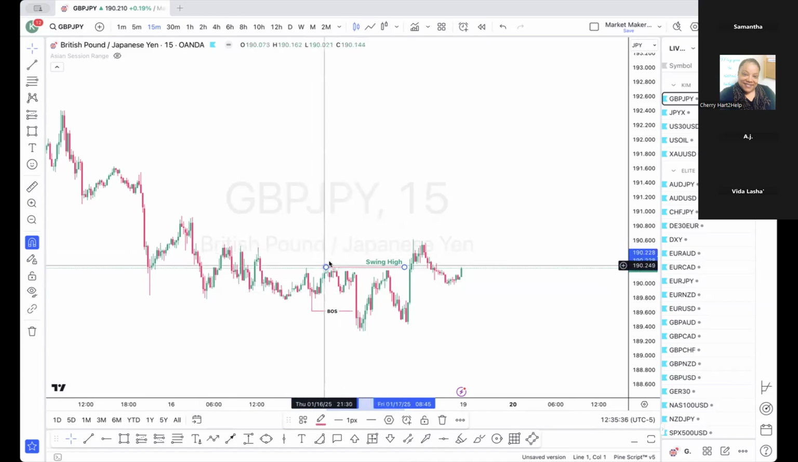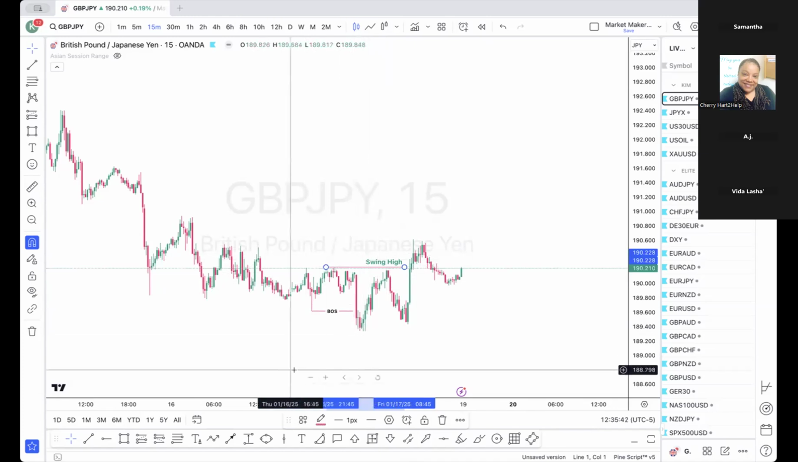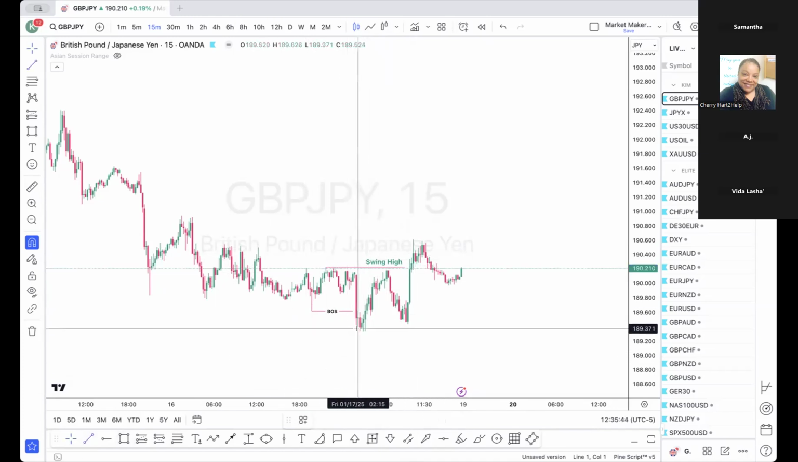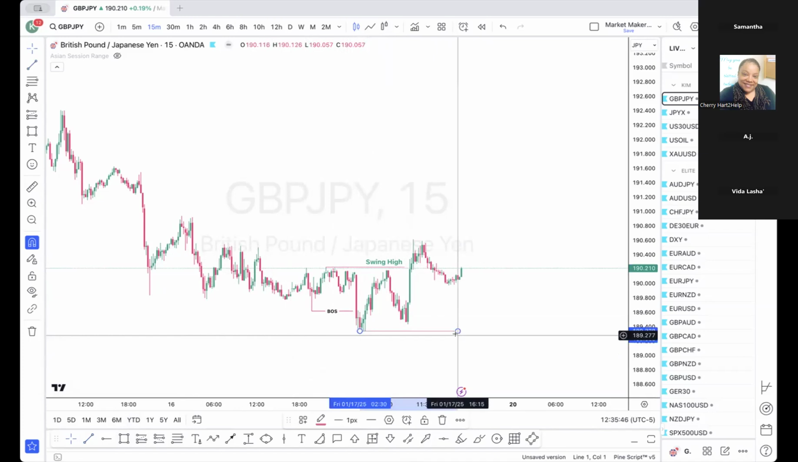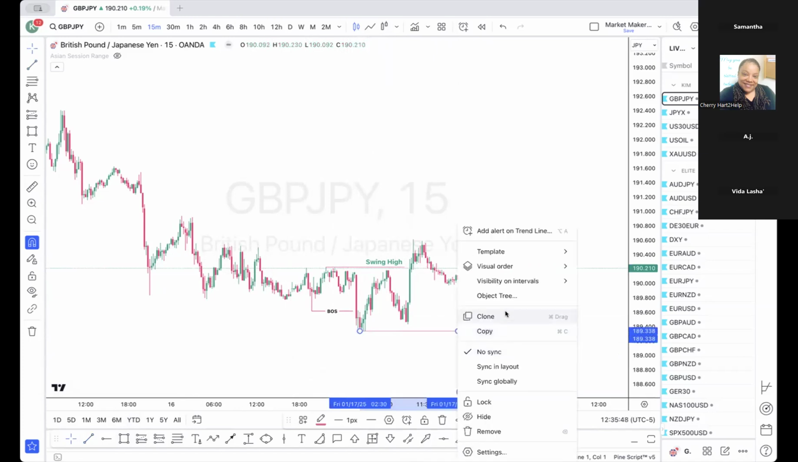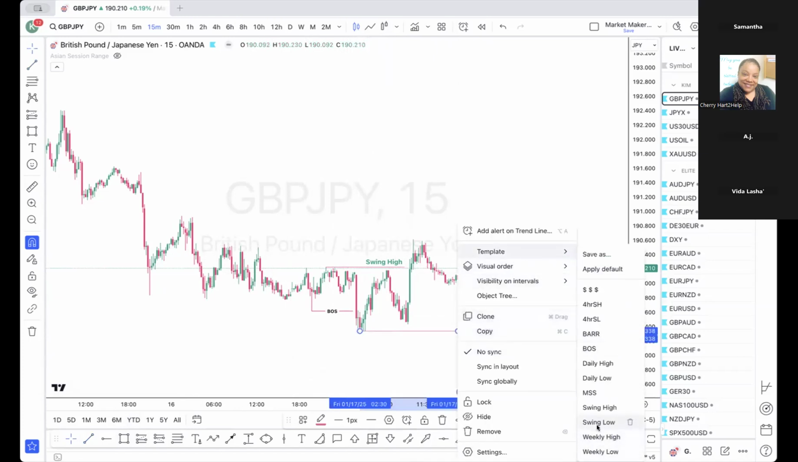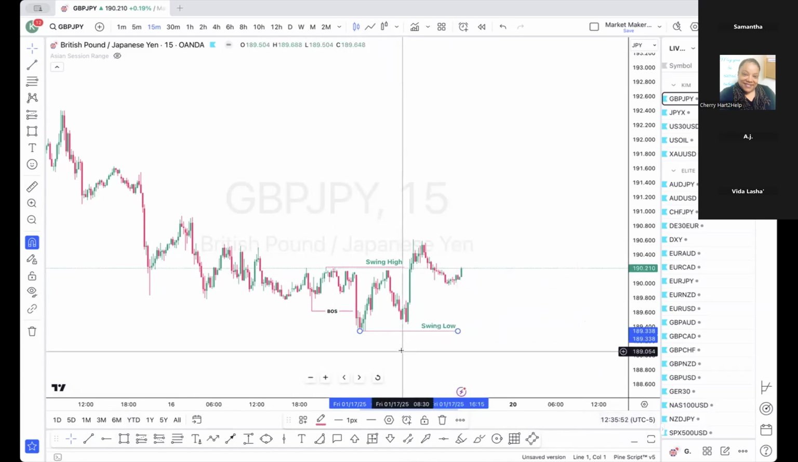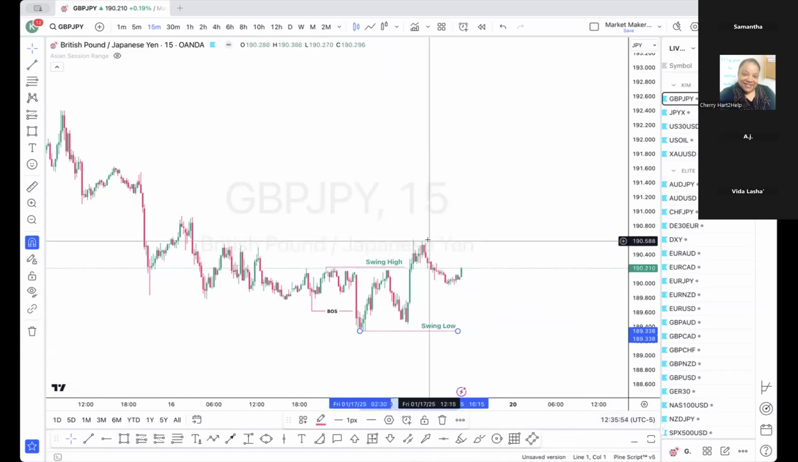Okay. So once we had this break of structure, this was the swing high. Price did not break this, and this was the swing low. Market structure, y'all. I'm trying to tell y'all market structure. So once price did not break this low, it has come and broken this high.